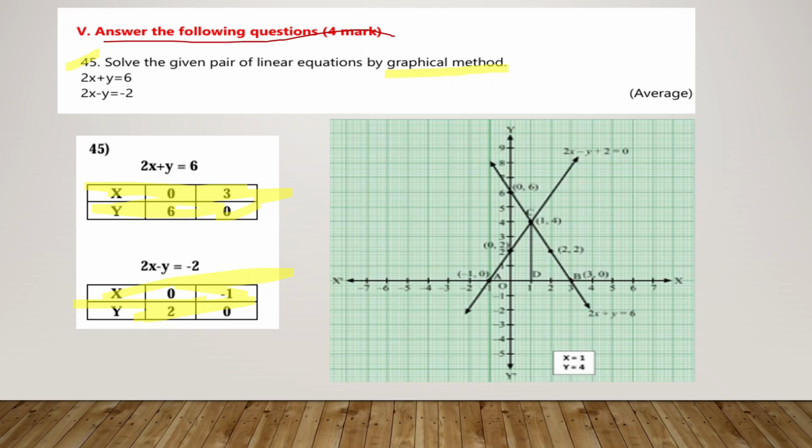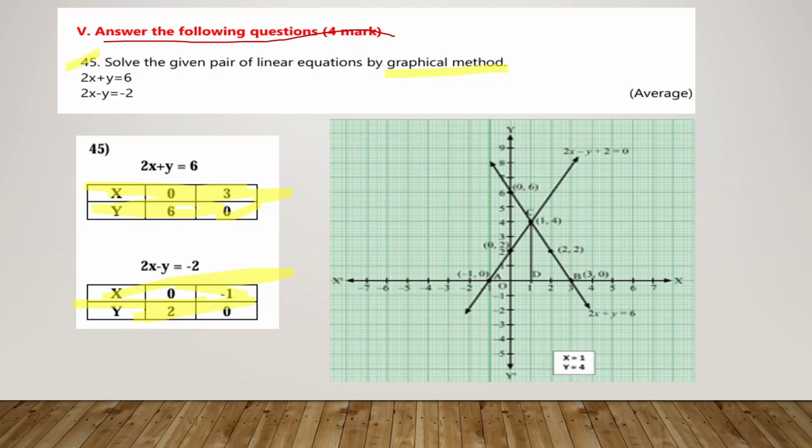So there are 2 equations here. 2x plus y is equal to 6, and 2x minus y is equal to minus 2. So first step, you have to get at least 2 points to draw it in the graph. Here I will take the first equation and substitute the values. First I will take 0 as the value of x. So 2 into 0 is 0, plus y is equal to 6, which means you will get the value of y as 6. If you substitute the value of x as 3, 3 into 2 is 6, 6 plus y is equal to 6, so you will get y as 0. So the points are 0, 6 and 3, 0.